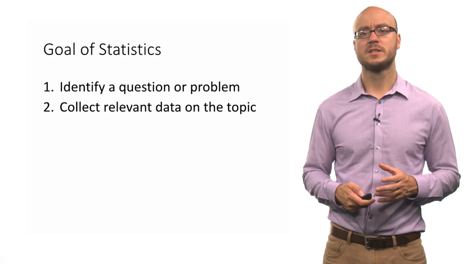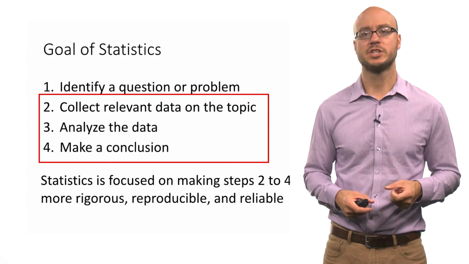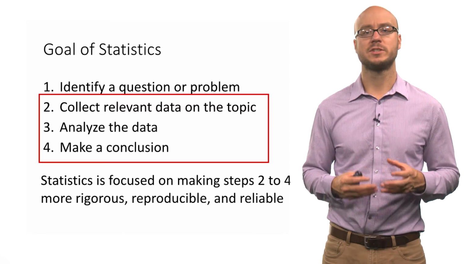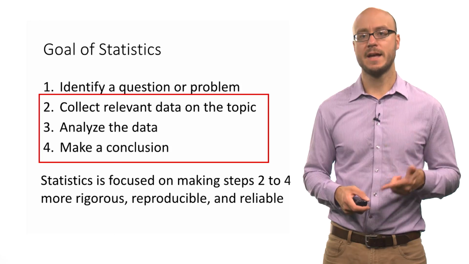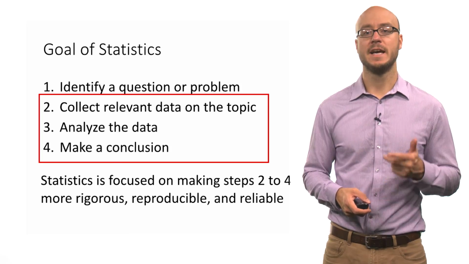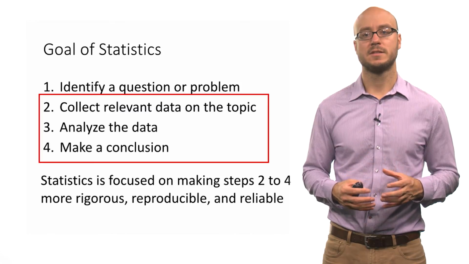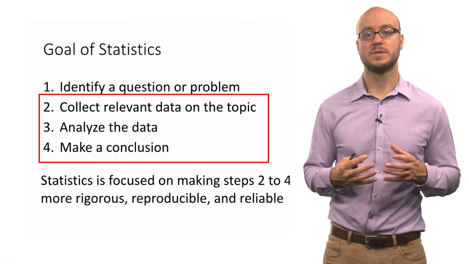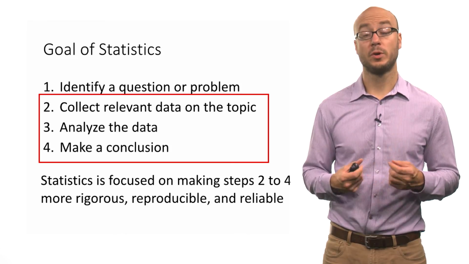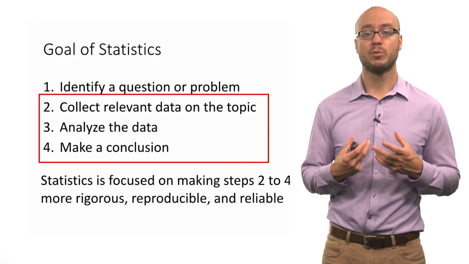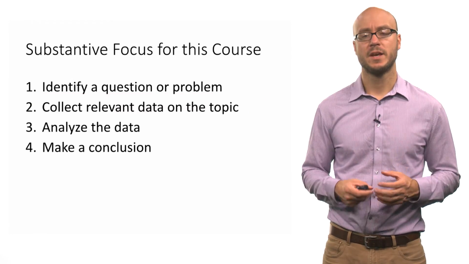The goal of statistics, however, is to take this general process of scientific investigation and improve it, especially steps 2, 3, and 4. The collection of relevant data, the analysis of this relevant data, and the process of making a conclusion. The idea of statistics is to make this entire process, steps 2, 3, and 4, more reproducible, reliable, and rigorous. To put it another way, statistics is about improving the process of scientific investigation.